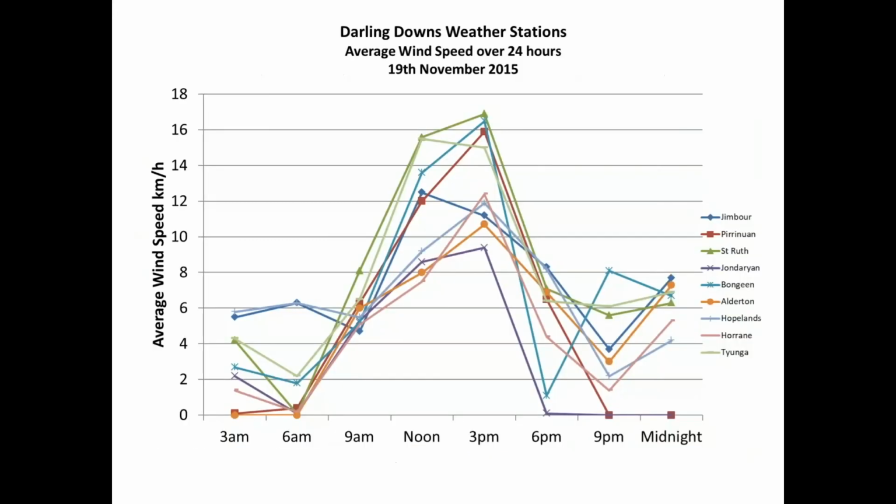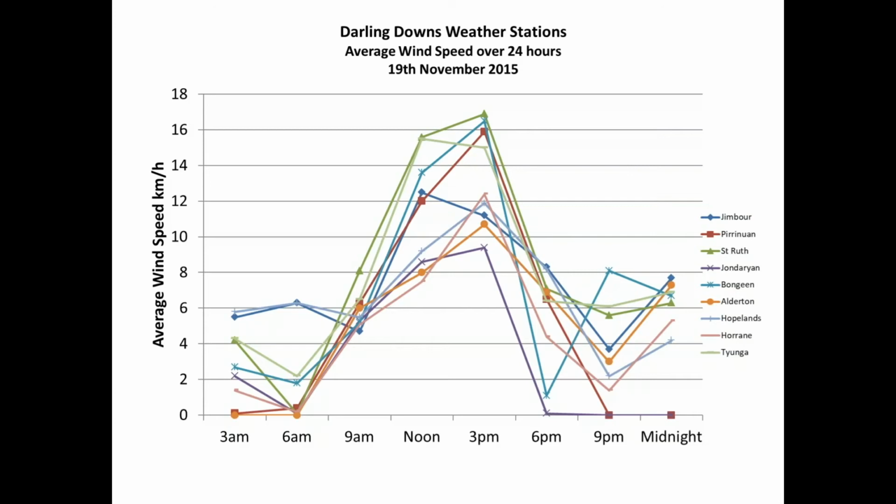This is an example of some weather data from some weather stations on the Darling Downs. There's a number of weather stations there, and I just pulled a day at random from November 2015, but I would suggest that pretty much any weather station around Australia, you'd be able to find a very classic example of this. If we look at that early morning wind at 3 a.m., 6 a.m., it's quite low, 6 kilometres an hour down to nothing, and that's very strong inversion conditions.